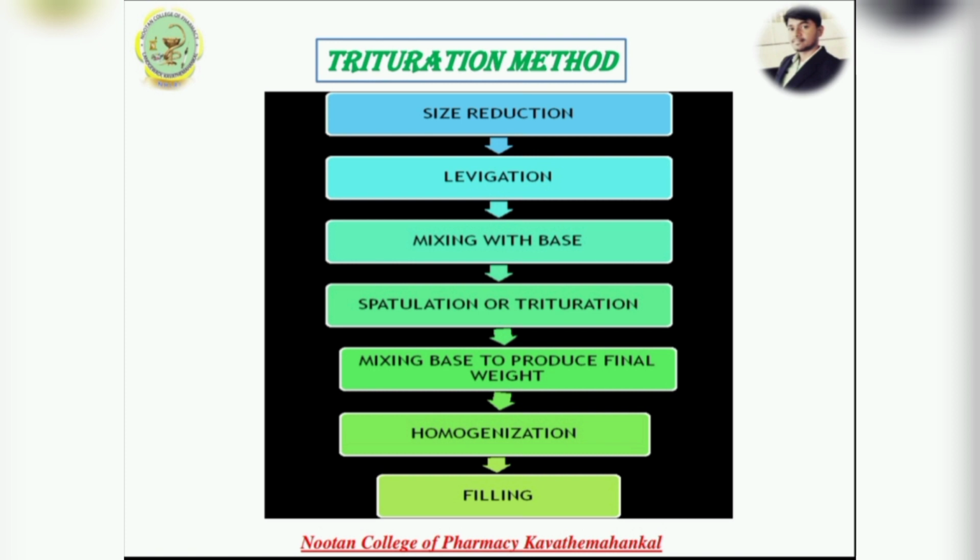First, we do the size reduction of the ingredients of the drug. Second is levigation. Third is mixing with the base. Fourth, we add all the ingredients and excipients with the base. Then we make up to the final weight of the product. Next is homogenization, and then filling. With all of these procedures, we get the preparation of the semi-solid dosage form.